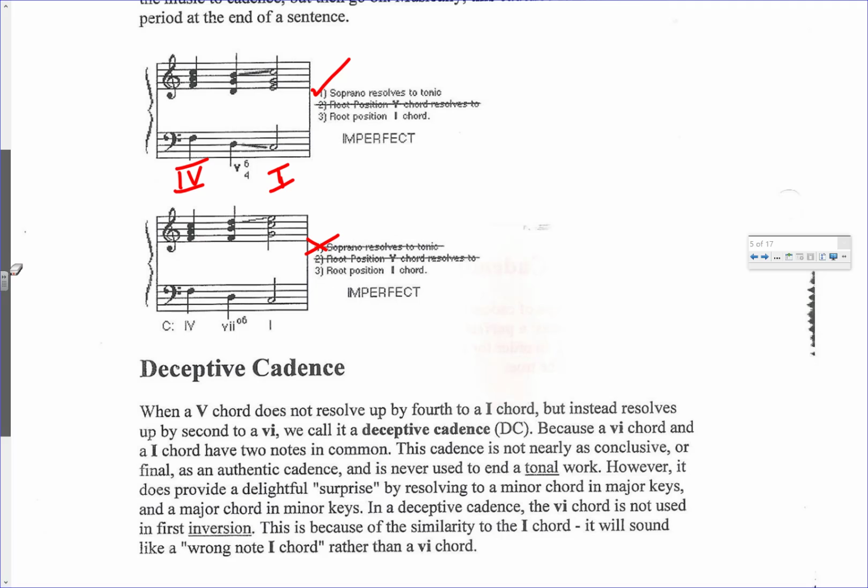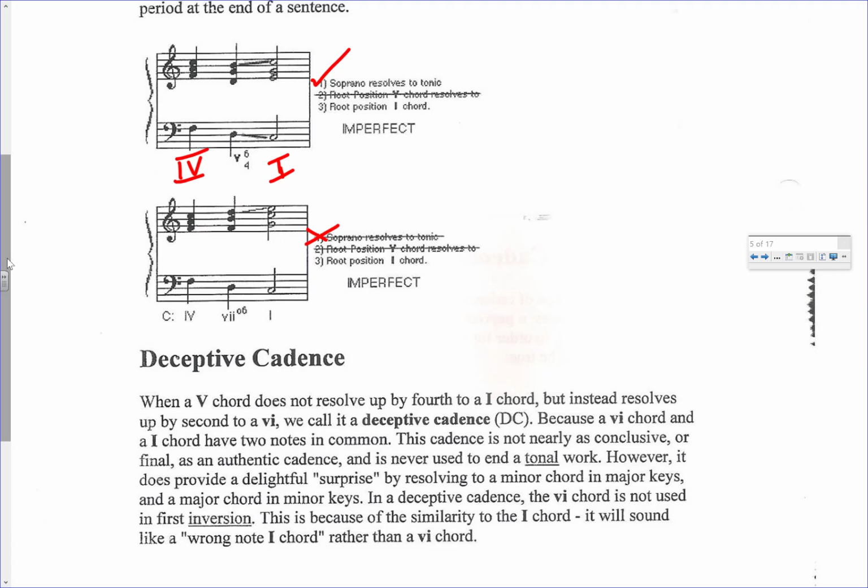Let's move on to the deceptive cadence. Let's review quickly about deceptive cadences. When a 5 chord does not resolve up by 4th to a 1 chord, but instead resolves up by a 2nd to a 6, we call it a deceptive cadence, abbreviated DC. Because a 6 chord and a 1 chord have 2 notes in common, this cadence is not nearly as conclusive or final as an authentic cadence, and is never used to end a tonal work. However, it does provide a delightful surprise by resolving to a minor chord in major keys, and a major chord in minor keys. Remember, we have the 5 to the 6, or the 5 to the 6 for deceptive.